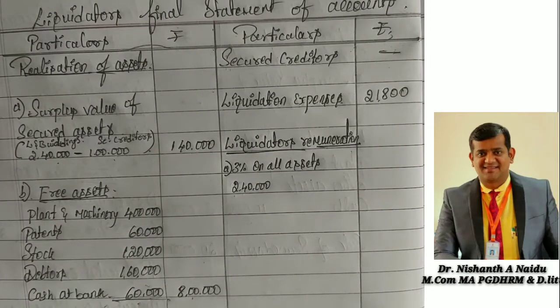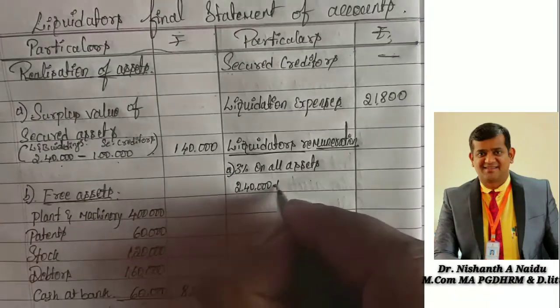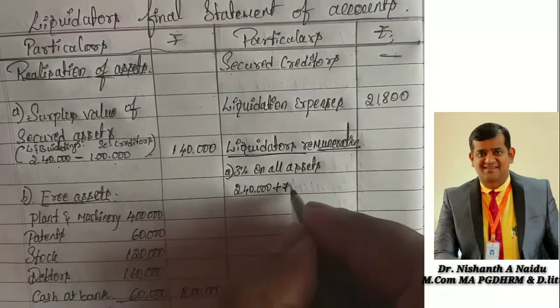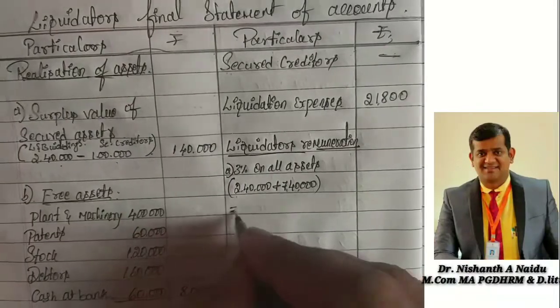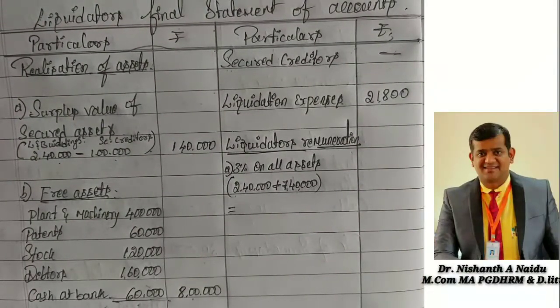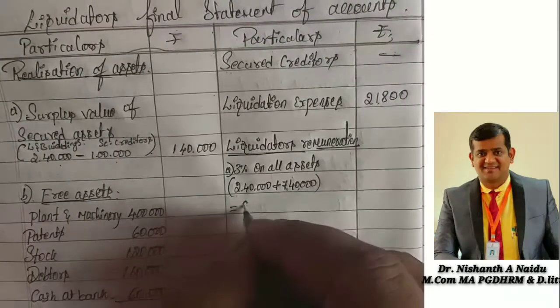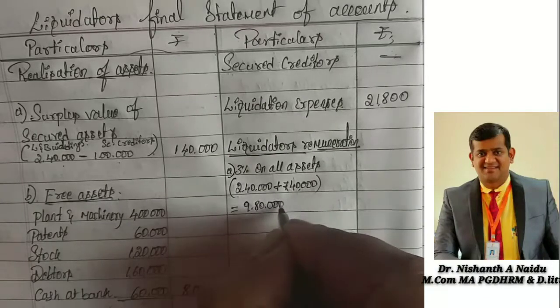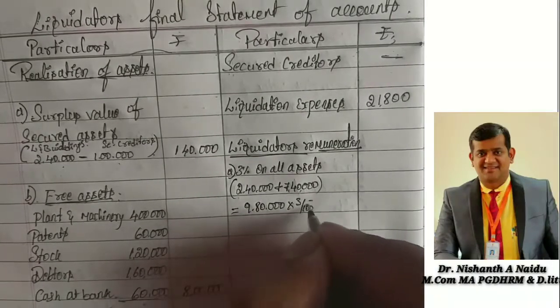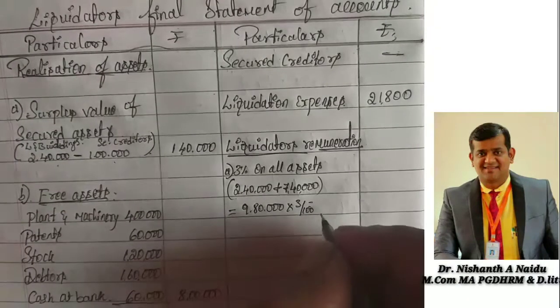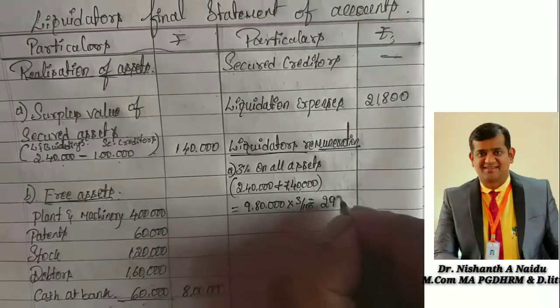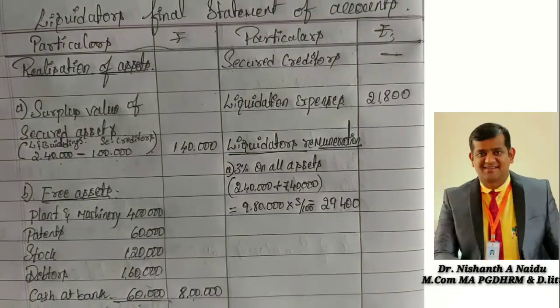So let me write 2,40,000 plus 7,40,000. You got to know how you got the 7,40,000. Now add this 7,40,000 plus 2,40,000. That comes to 9,80,000. So I'm writing 9,80,000 on this 3%. So 3 divided by 100 into 9,80,000. That comes to 29,400. I have written 29,400 in the inner column.